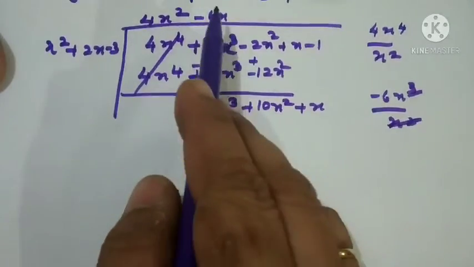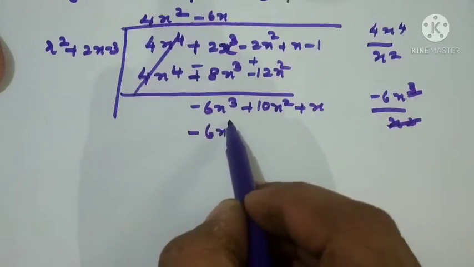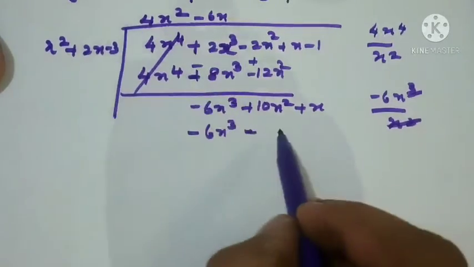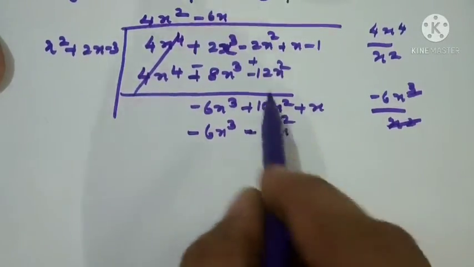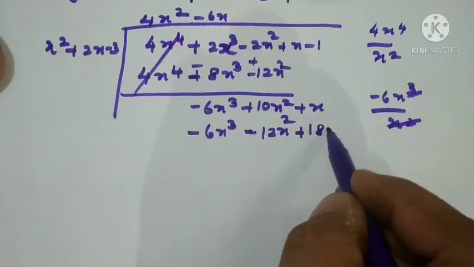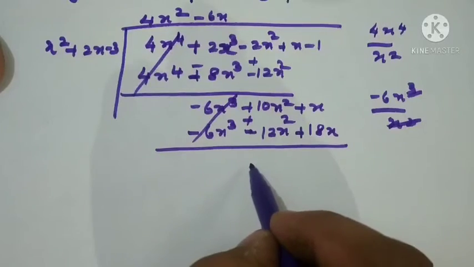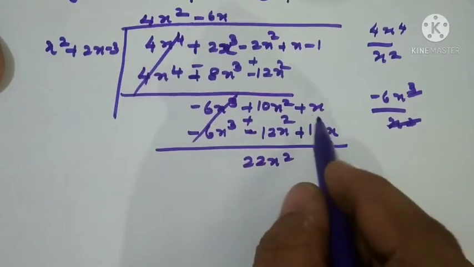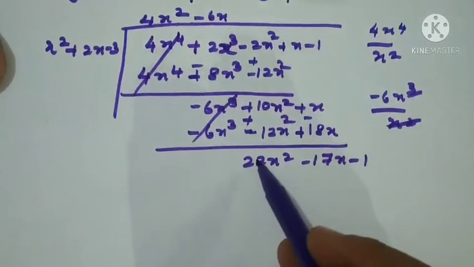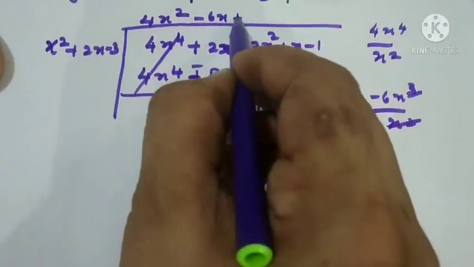Now we should multiply with the minus 6x. So minus 6x into x square, minus 6x cube. Minus into plus minus only, 6 into 2, 12x square, minus 6x and minus 3, so plus 18x. Then 22x square minus 17x. What is the next term? Minus 1. Now 22x square by x square only. So what is the answer we will get here? Plus 22.